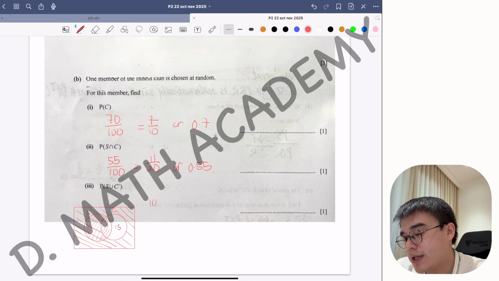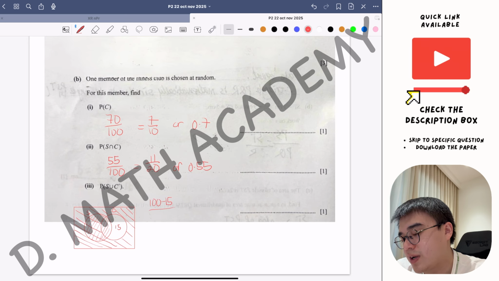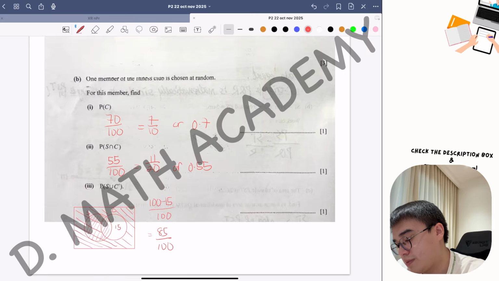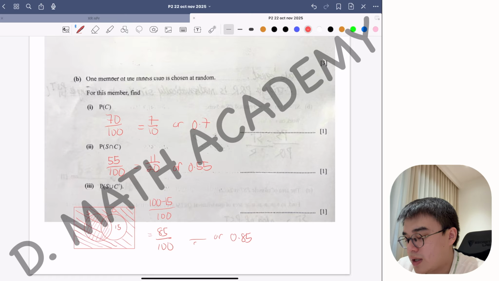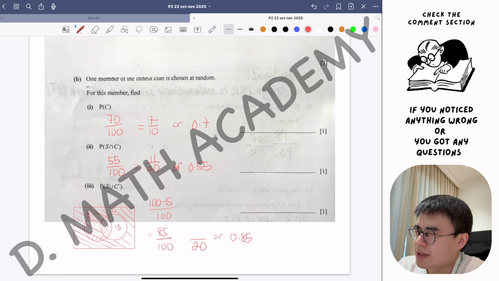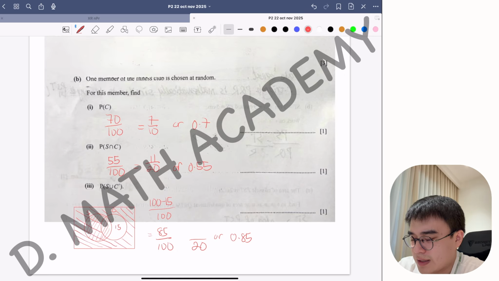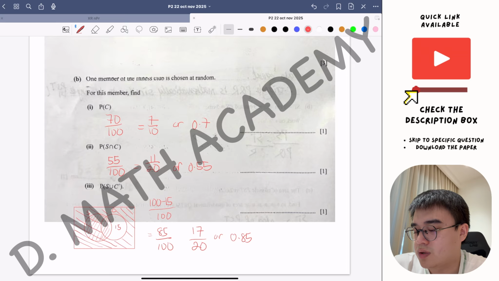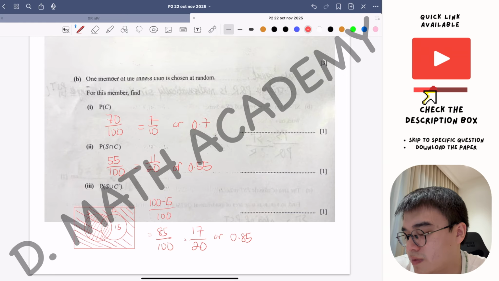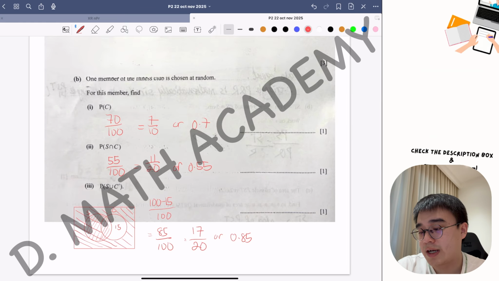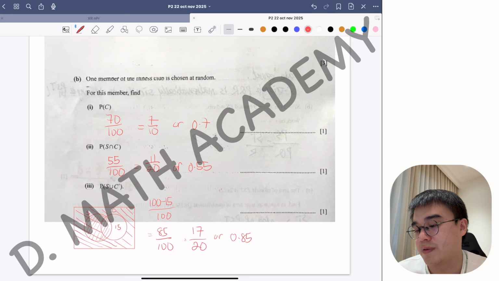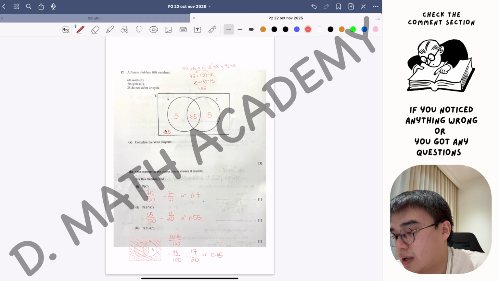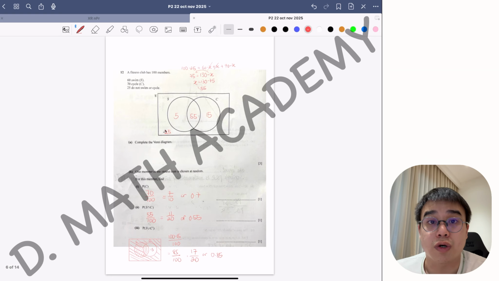So 100 minus 15 over 100 is what they expect from us. So it can be 0.85, or when you divide them both by 5, you should get 17 over 20. So the answer can be 17 over 20 or 0.85, or the other will be 11 over 20 or 0.55. So this is all the things that you need to know for question 12.